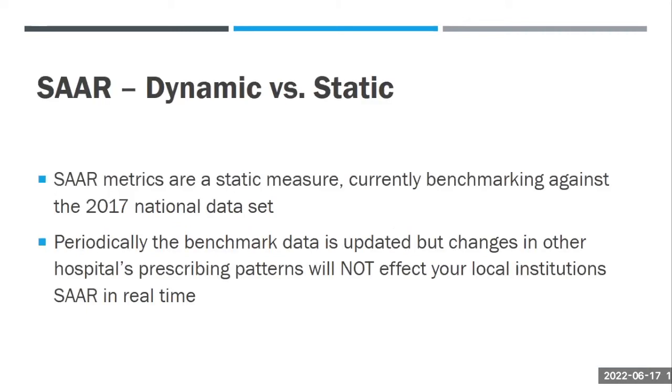And so the first one to keep in mind is the consideration: is it dynamic or static? Is it going to update in real time, or is it static and established to a benchmark? The answer is that SAAR is static. It's currently benchmarked against the 2017 national data for adults and, for neonates, 2018. So that benchmark was established in 2017, and even now, in 2022, that is still the benchmark being utilized. So your use for 2022 is compared to it.